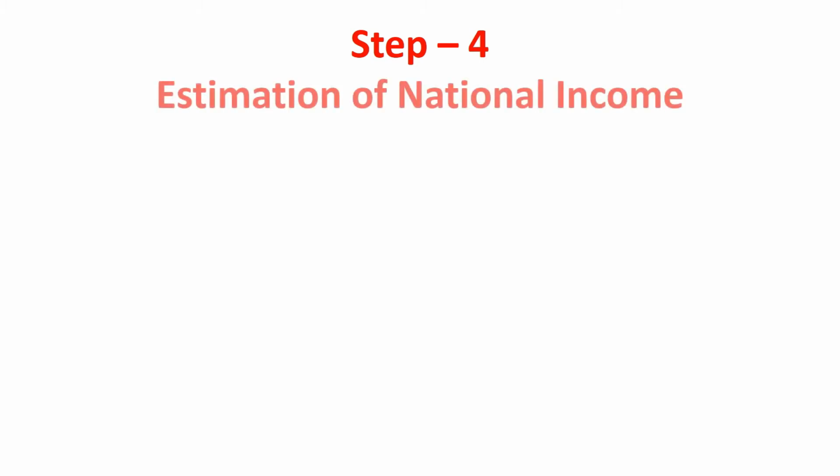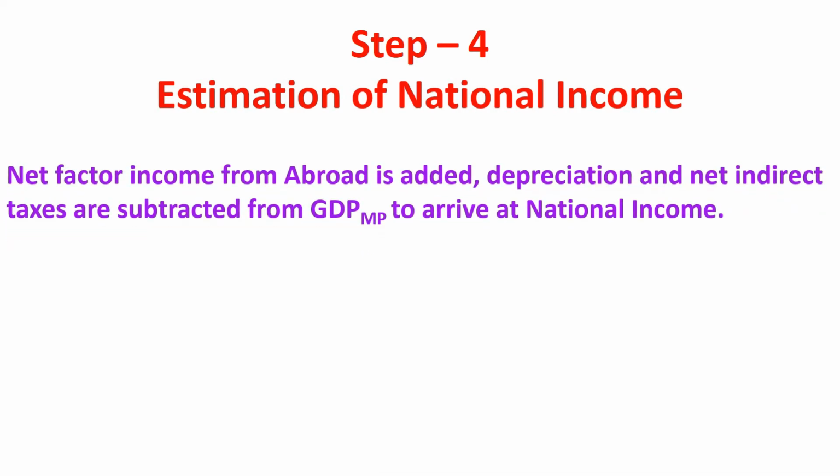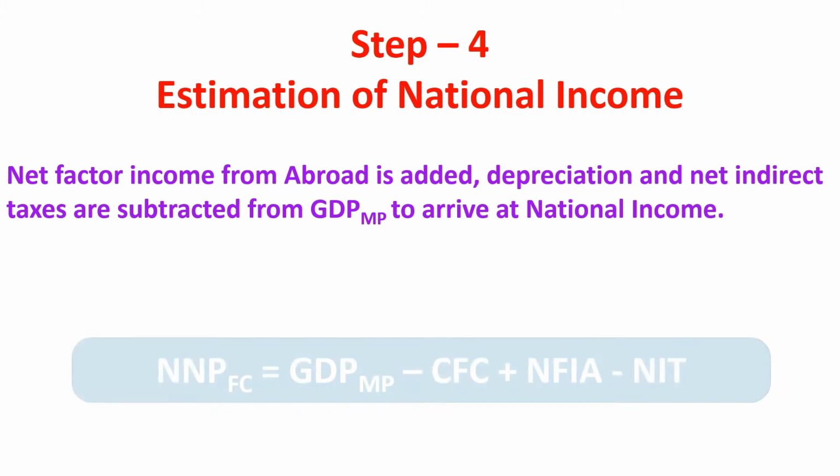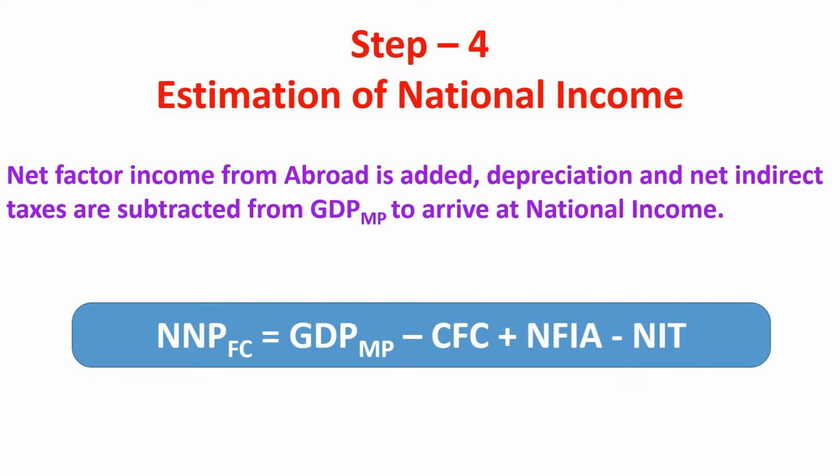Step 4. Estimation of national income. Net factor income from abroad is added. Depreciation and net indirect taxes are subtracted from GDP at market price to arrive at national income. NNP at factor cost is equal to GDP at market price minus consumption of fixed capital plus NFIA minus NIT.